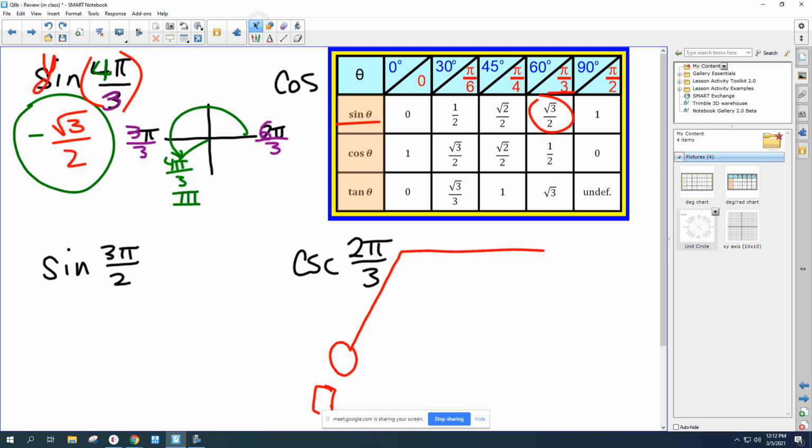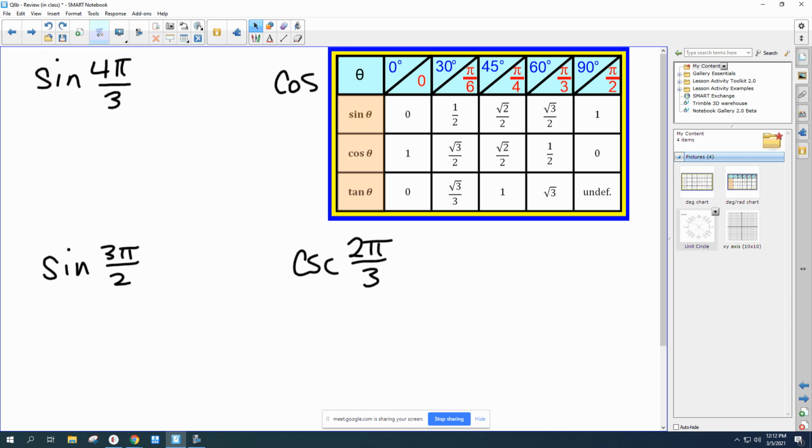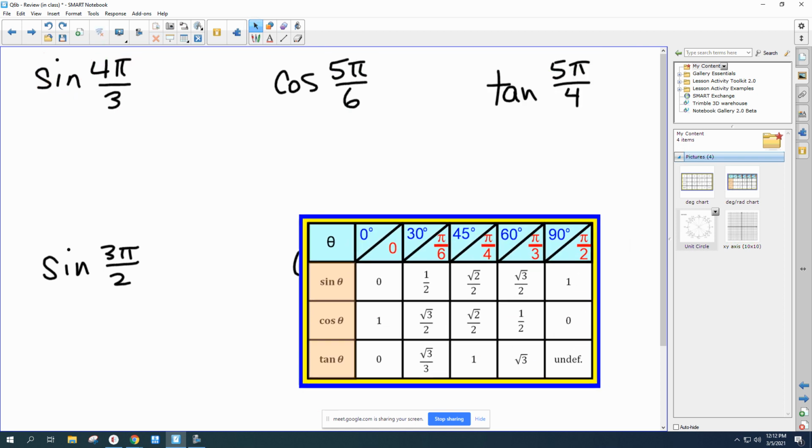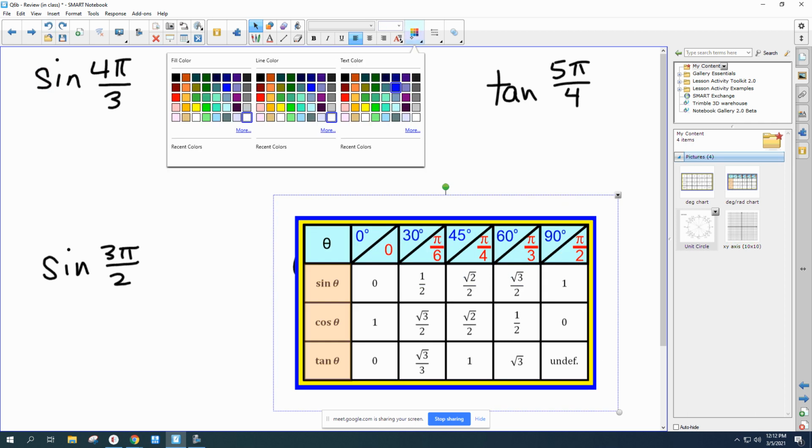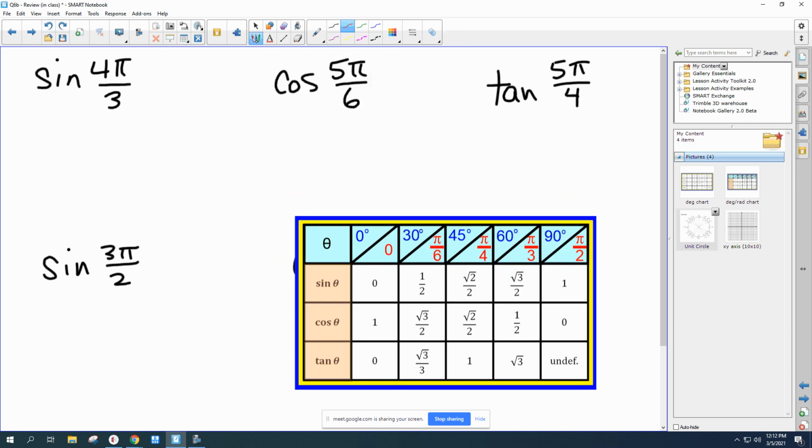All right, next problem. Cosine 5 pi over 6. So again, you look at this chart. You've got a cosine and a pi over 6, and you're looking right here. So I know it's square root of 3 over 2, but it might be negative, depending on where we are. So we always go back to this picture.